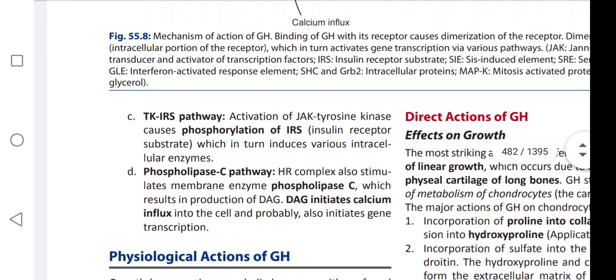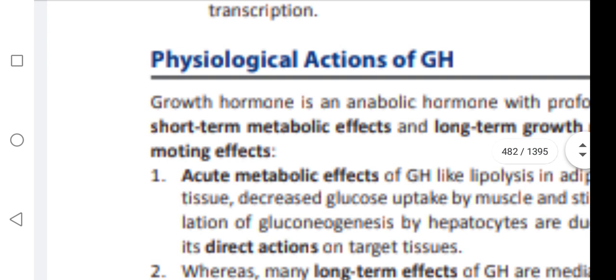And our next topic is physiological actions of growth hormone.